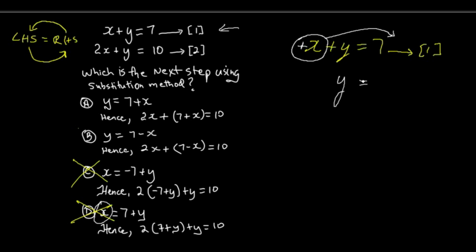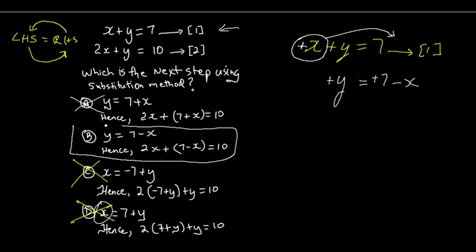So let's write that. y equals, which is plus y, positive y. We don't need to put the plus in front. Equals positive 7, or plus 7 if you want to think of it like that. The plus x goes over as minus x. So what we have here is y equals 7 minus x. Now let's see which one of these agree with it. A is saying y equals 7 plus x, so we know that is out. And of course, we can clearly see that B is the only one remaining, so that has to be the answer. And we can clearly see it's correct in y equals 7 minus x.